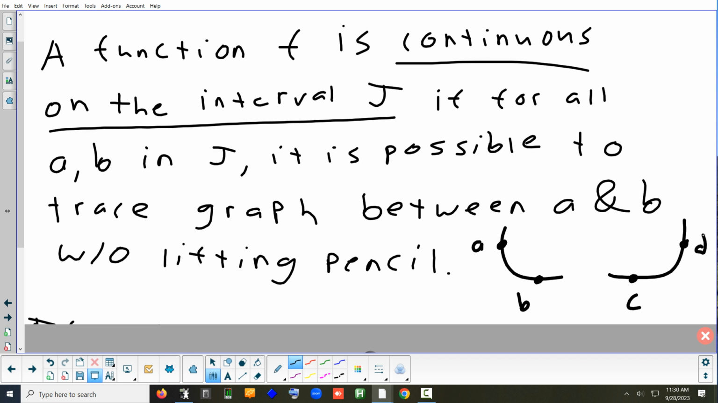Could you trace between B and C? No. You can't go from B to C without lifting your pencil. So usually when we talk about a graph being continuous, we talk about it in one of two ways. Is the whole thing continuous? Or can you find a section that's continuous? Depends on what you want to talk about.